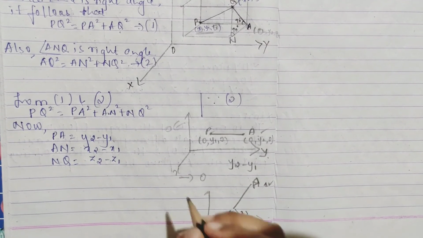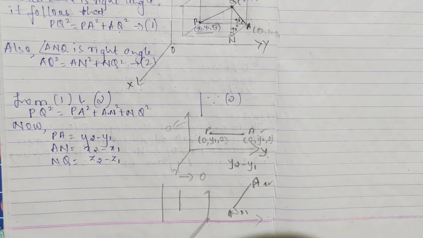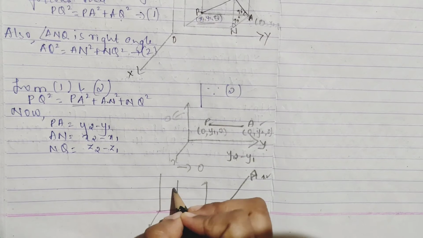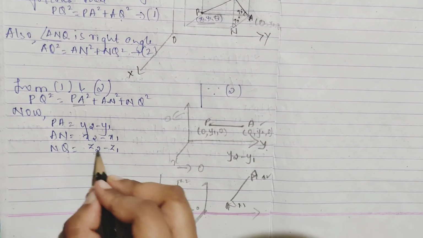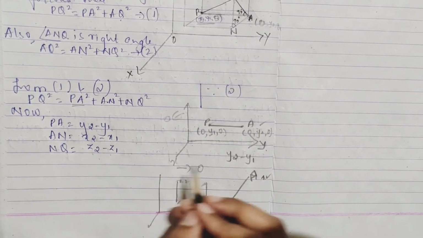Same case for your NQ. NQ is like this, it is parallel to your z. So your y and your x will be what? 0, 0. So you will be having only z1, z2. So distance of this is z2 minus z1. I hope I am clear what I have written.